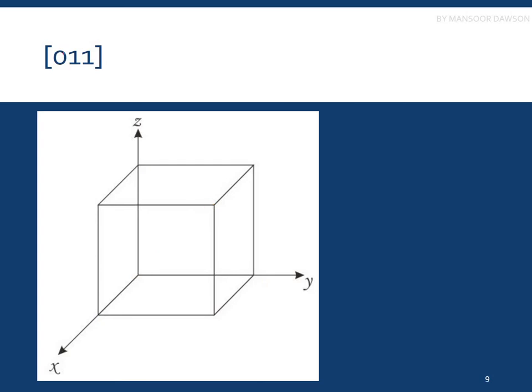Okay, next we have a 0 1 1 index. So this is our origin again. We won't be going towards 1 of x, we'll be starting with 1 of y, because x is 0 here. So 1 towards y and 1 towards z. So this is our endpoint.